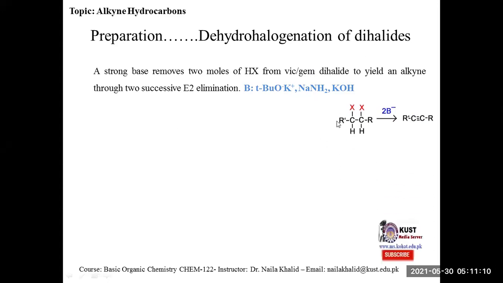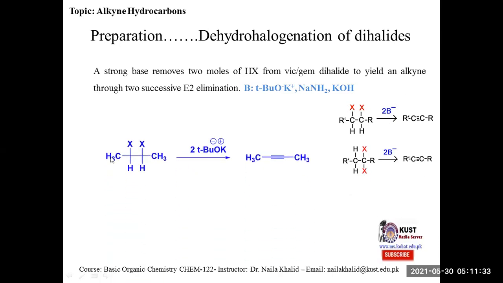So the process can be represented like this. In a general form, this dihalide, when it is treated with two molecules of base, is converted into carbon-carbon triple bond. Similarly, this is an example of vicinal dihalide. Here is the geminal dihalide, it is converted into carbon-carbon triple bond. Here is the specific example of dihalide. Vicinal dihalide, when it is treated with potassium tertiary butoxide, a very strong base, converts this dihalide into carbon-carbon triple bond containing alkyne hydrocarbon.